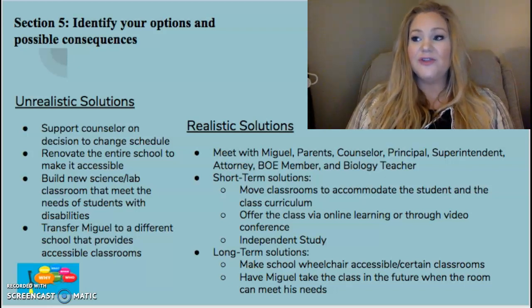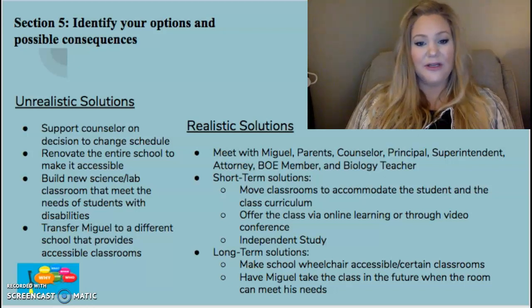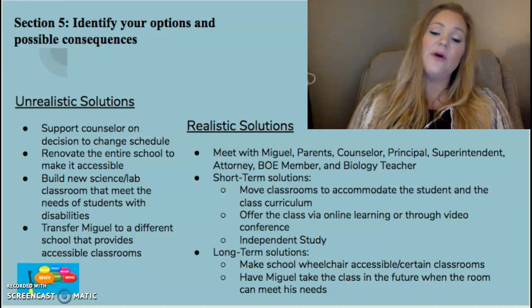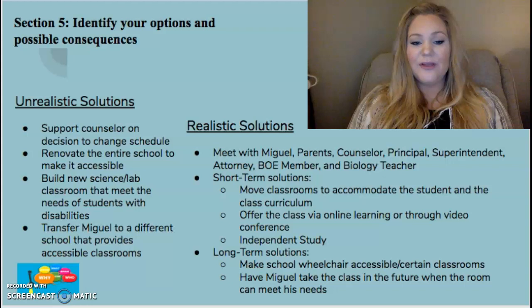We don't want to get rid of students who are a burden to the school. We want to meet their needs. And so to keep Miguel in our school and do whatever we can to meet his needs would be of the utmost importance. So some realistic solutions that I came up with would be to meet with Miguel.